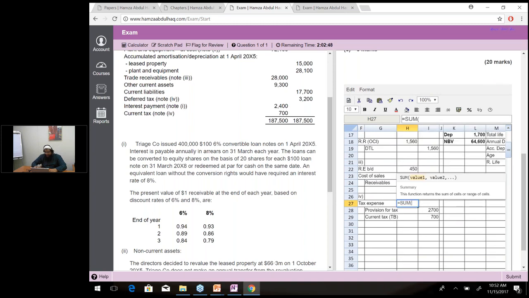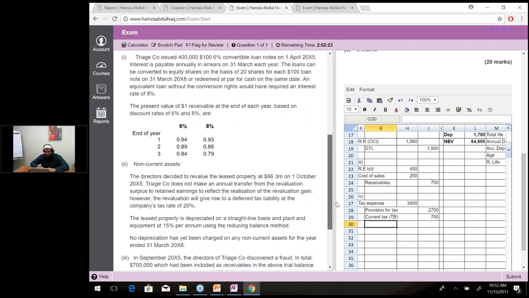So I can say the tax expense is the sum of all three: the current tax current year, the current tax prior year, and the deferred tax. Although I haven't written the value of the deferred tax yet, I know I'm going to write it. So the tax expense is the sum of all three: the provision for tax, current tax prior year, and the deferred tax. So up to now the expense is 3,400.